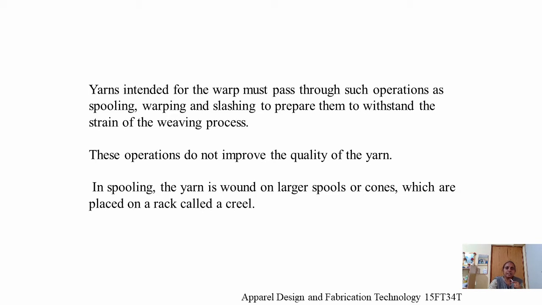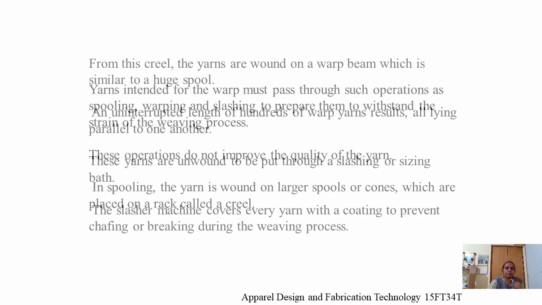In spooling, the yarn is wound on larger spools or cones which are placed in a rack called a creel. So, what is the spooling process? The yarn is wound on the large spools or cones. After the production of the yarn, lengthwise yarn hanks are wound on the spools or cones which are placed in a rack called the creel. The place where the yarns are placed and kept is known as the creel.